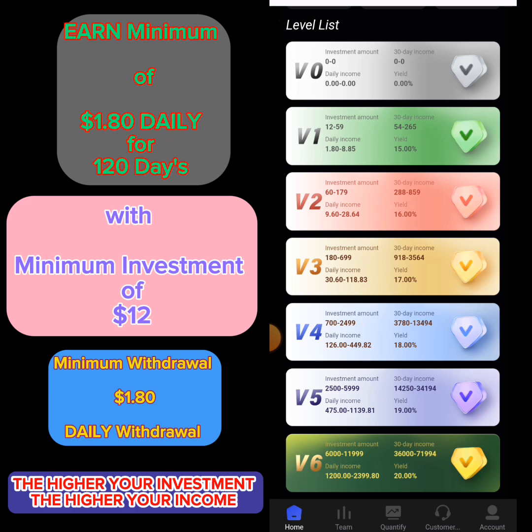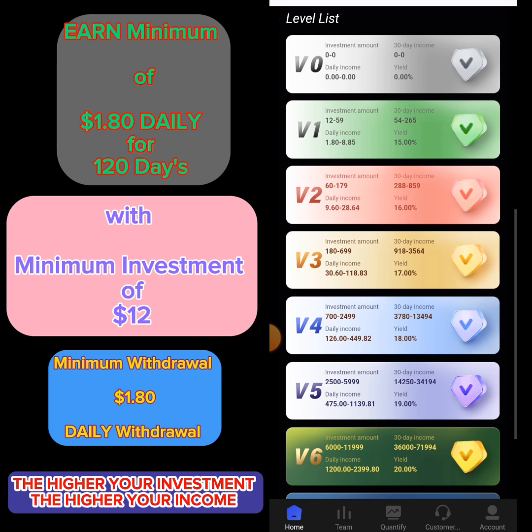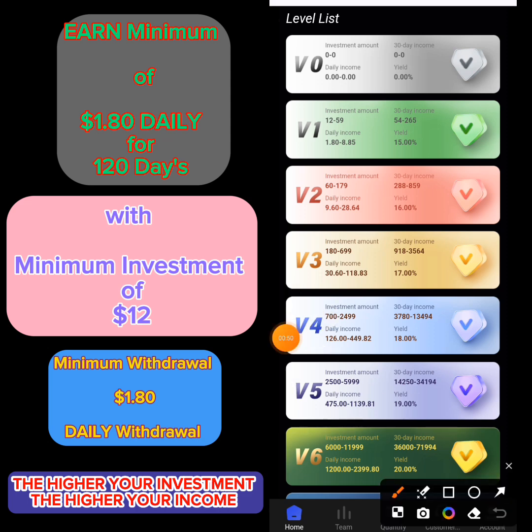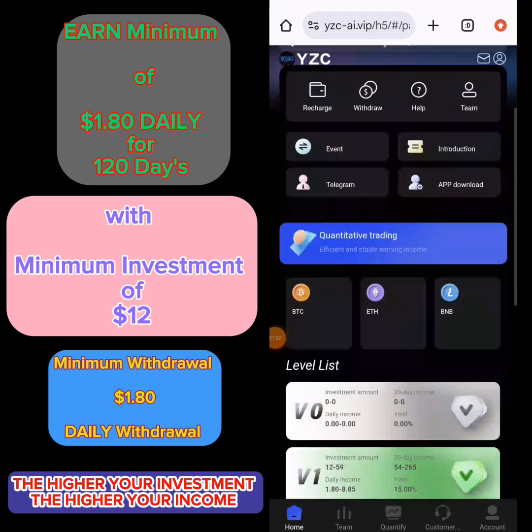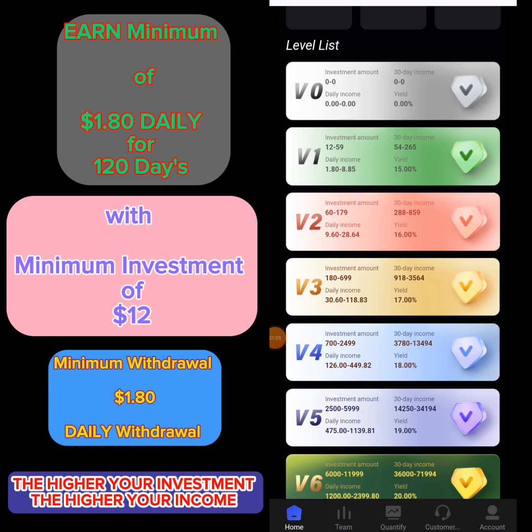All you need to do is to join it, then go with any of the investment plans you want on this platform. You can see the investment levels here. They have VIP 1, 2, 3, 4, 5, 6, 7, and they have up to 9. You can see it here, 8, 9. So it depends on the one you want to go for.